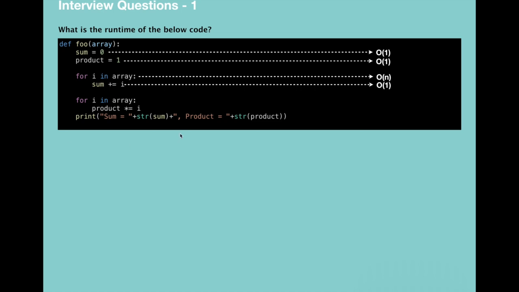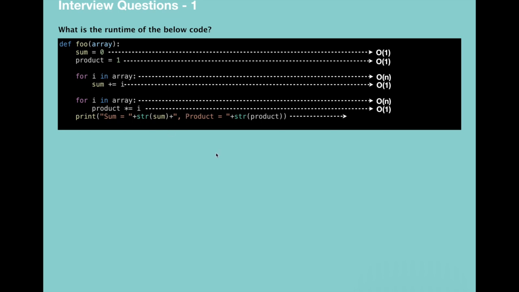Here again we have another loop which takes linear time complexity, and then we are assigning the product times i to the product, which is a constant time operation. And at the end we are printing the value of sum and the value of product, which is also a constant time operation. If we combine these time complexities, we will get O(n) time complexity, because the fact that we iterate through the array twice does not matter. If we combine these two O(n) here, we can drop the constant and get O(n).